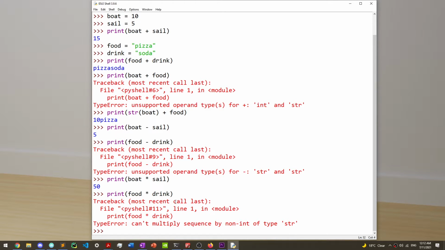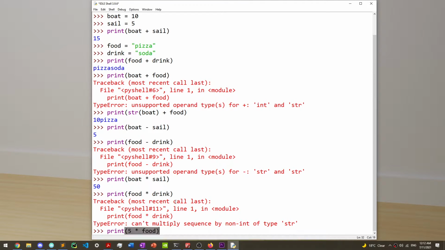So what that kind of is hinting at us is that we might be able to multiply a string by something else. And what can we multiply a string by? Well, we can multiply a string by an integer. And what that's going to do is you can kind of think about it as repeating the same string that many times. So let's say we wanted the pizza 5 times.